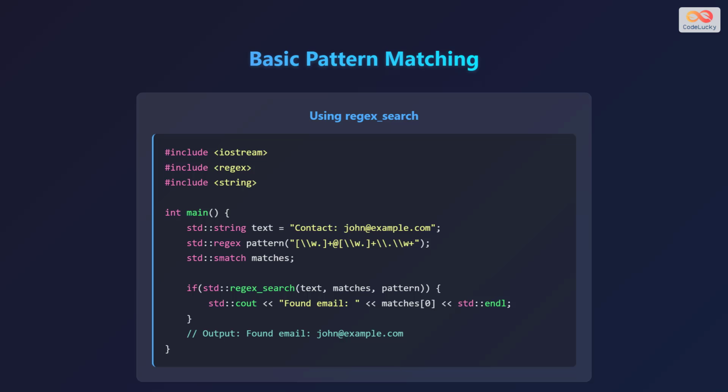Declare a std::smatch object named matches, which will store the results of the search. Use std::regex_search to search for the pattern within the text, storing the match results in the matches object. If a match is found, print the matched email address to the console. The output of this program will be: found email, john@example.com.